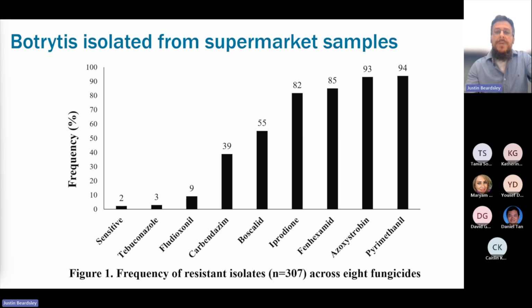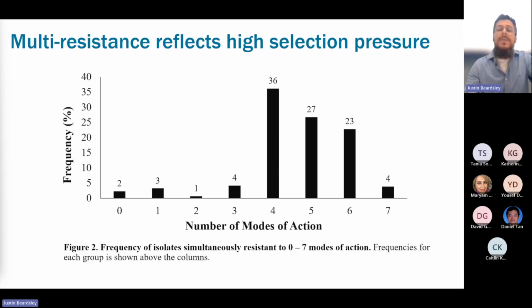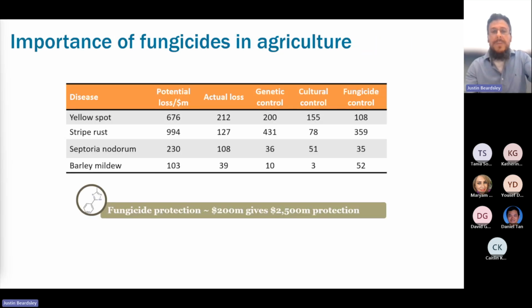Now, even more interesting is when you look at the different modes of action to which these isolates were resistant. You can see that there are multiple cases where these isolates were resistant to more than one mode of action. Actually, even up to 7, all right? As you can see at the right-hand side of the graph. So this is just a reflection of the selection pressure, of how much of these chemicals we are using, okay?